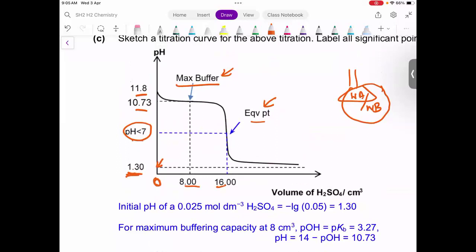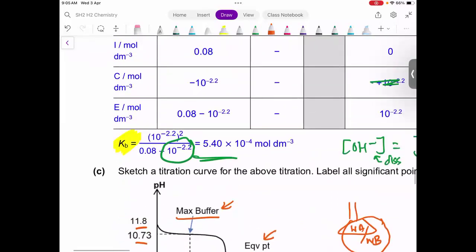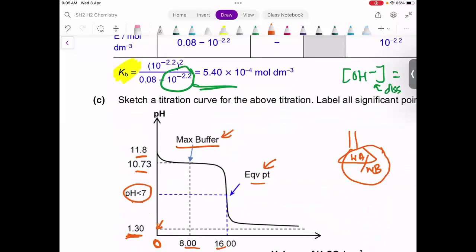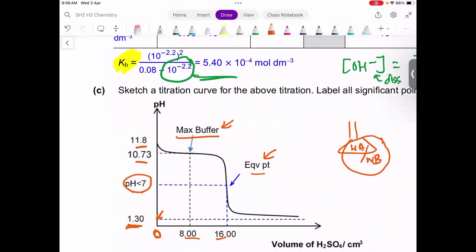You have to try it on your own. Don't just copy. Copying doesn't help because at A level, there's nothing for you to copy from. You have to sketch the titration curve yourself. So you must know how to sketch and how to get the points.